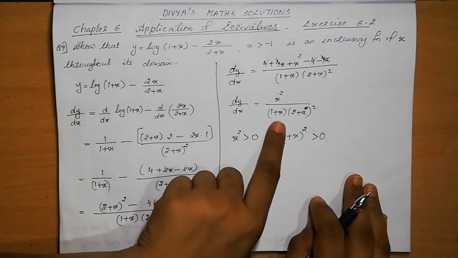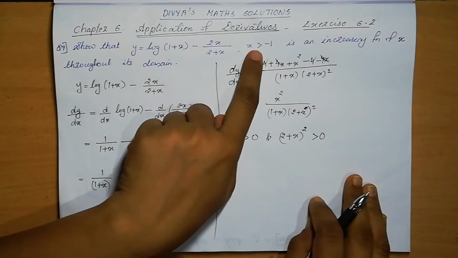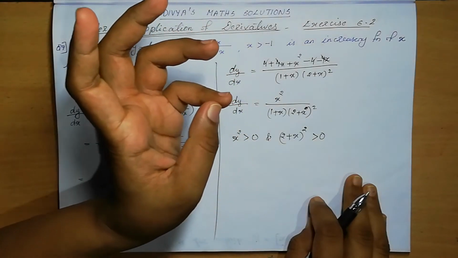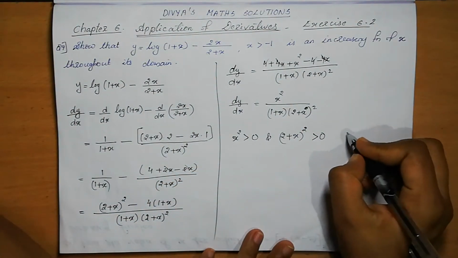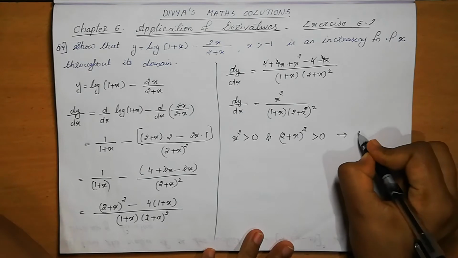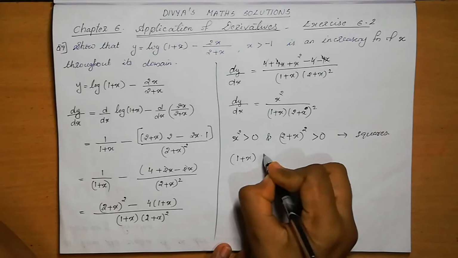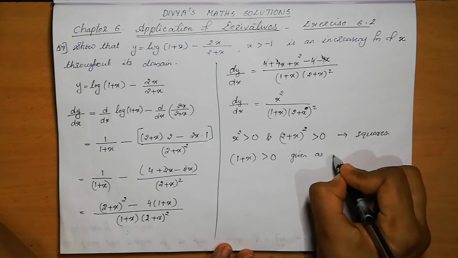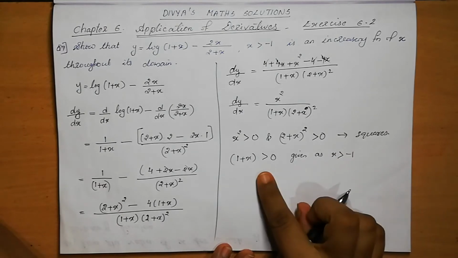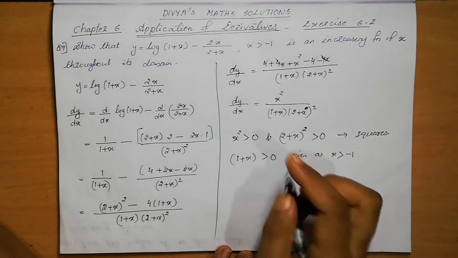Then which one is remaining? This 1 plus x. The x value is given as x greater than minus 1. That means this 1 plus x will also be greater than 0. These are perfect squares. Then 1 plus x is also greater than 0. Why? Because it is given that x is greater than minus 1, so 1 plus x is also greater than 0. So everything is greater than 0.